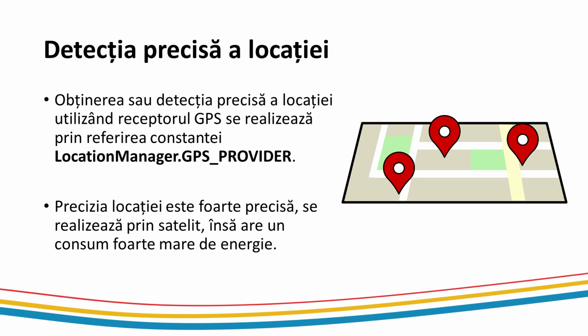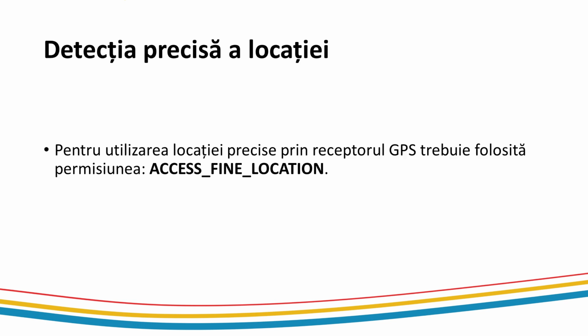But there's a catch. Let me guess. Battery. Battery, yeah. Listening for those satellite signals takes a fair bit of power, so constant GPS use will definitely drain your battery faster. Makes sense. And the permission for this precise data? That requires ACCESS_FINE_LOCATION. Because it's giving the app your exact spot, it's considered more sensitive information. Okay. Coarse for network, fine for GPS.